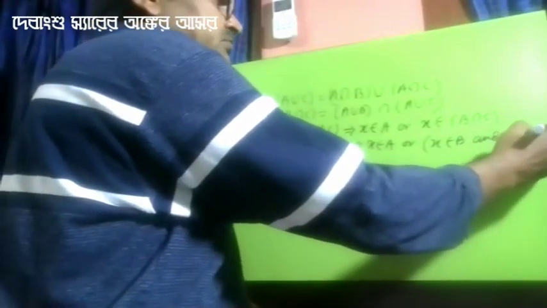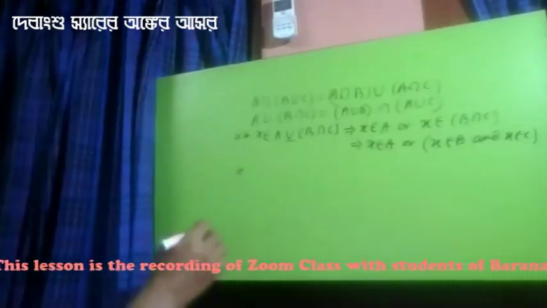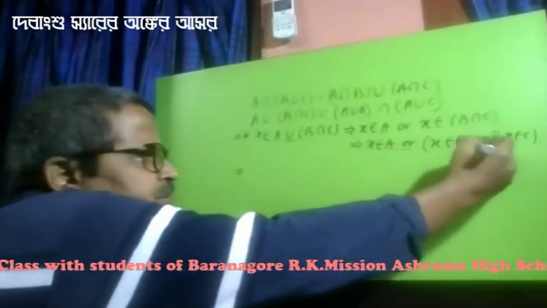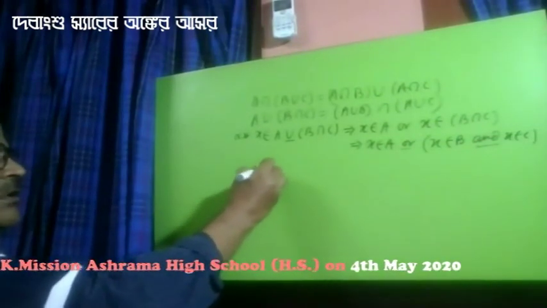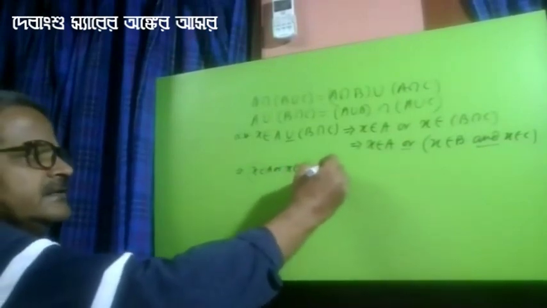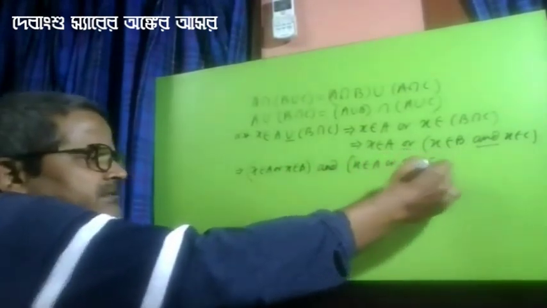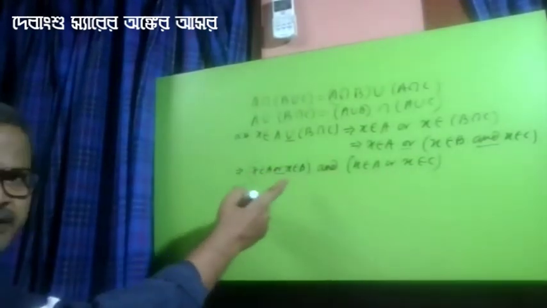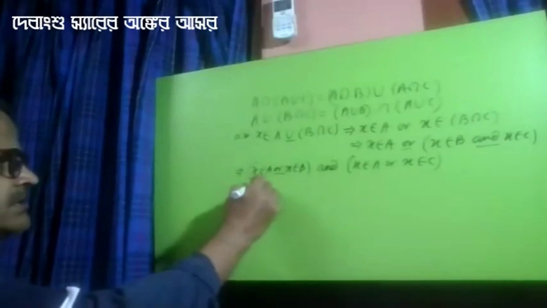That implies X belongs to A or X belongs to B and X belongs to C. Intersection means and. That implies now OR is distributing over and. So X belongs to A or X belongs to B, and X belongs to A or X belongs to C. Now see, since it is or, in case of belongs to, or means union.